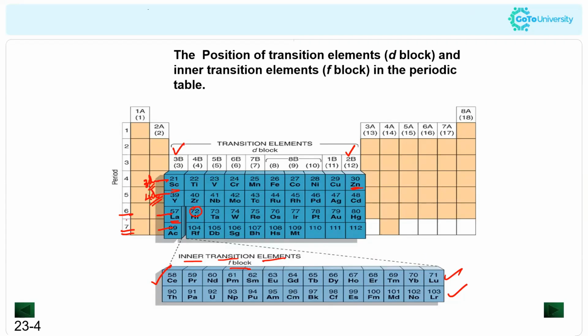Now coming to the next, the 7th period, we can see here 89 is actinium and 104 is also there. So we have 90 to 103 absent, right? So those elements from 90 to 103 are placed separately here. They also belong to the F block elements and they are called actinides. So after lanthanum, they are lanthanides. After actinium, they are actinides. So this is the classification of D and F block elements.